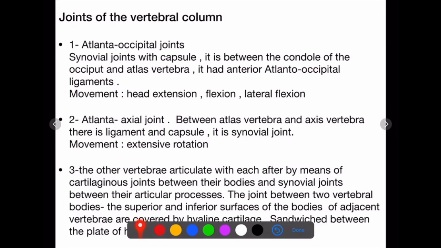The other vertebrae articulate with each other by means of cartilaginous joints between their bodies and synovial joints between their articular processes. The joints between two vertebral bodies, the superior and inferior surfaces of the bodies of the adjacent vertebrae, are covered by hyaline cartilage. Sandwiched between the plates of cartilage is the intervertebral disc.